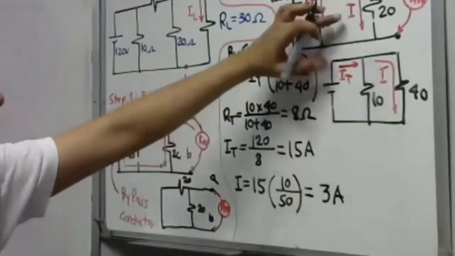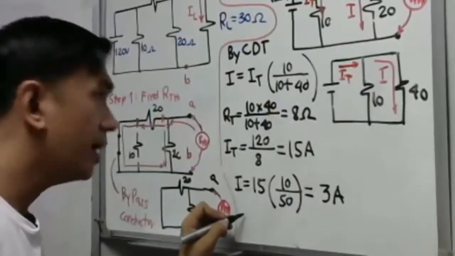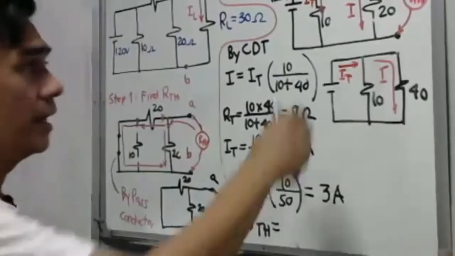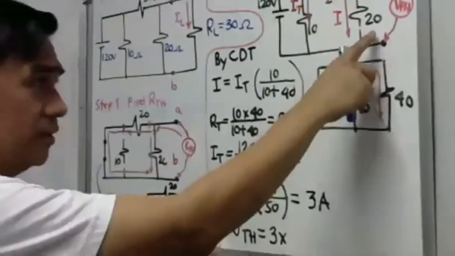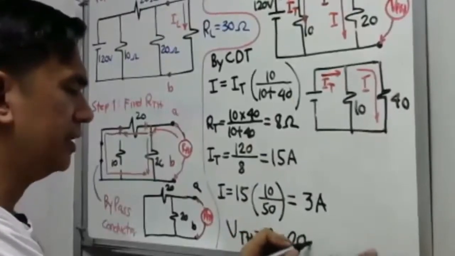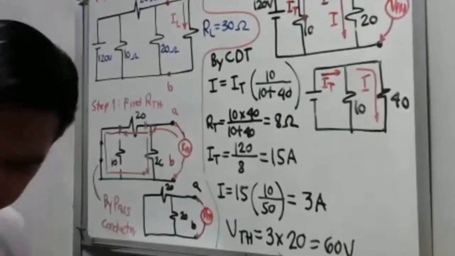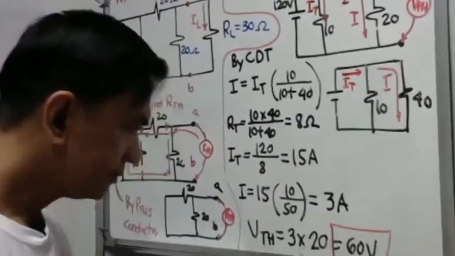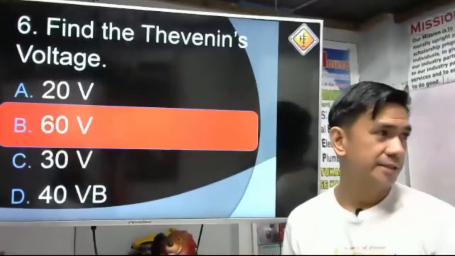So, therefore, if the current I here is 3 amperes, it's simply our VTH. Our current, I will just substitute right away our 3 times the 20 ohms. So, that will be 60 volts. Okay? 60 volts. And our answer would be letter B.